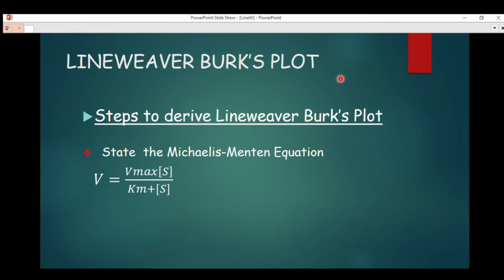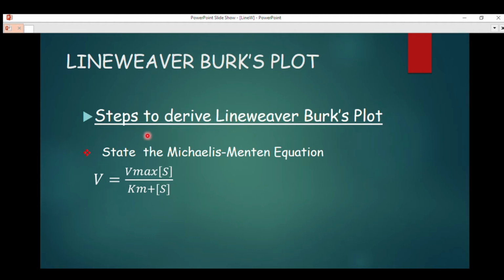Before you can derive all these three types of plots, you have to know the Michaelis-Menten equation and how to derive it. If you don't know how to derive the Michaelis-Menten equation itself, you have to learn that before you can derive the other three types of plots from it. So we are going to talk today about how to derive the Lineweaver-Burk plot from the Michaelis-Menten equation.